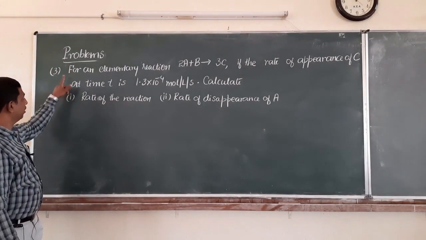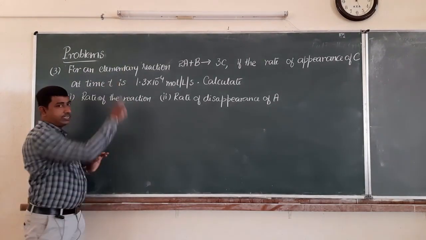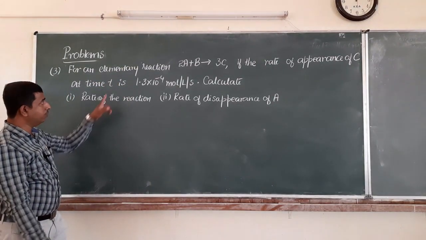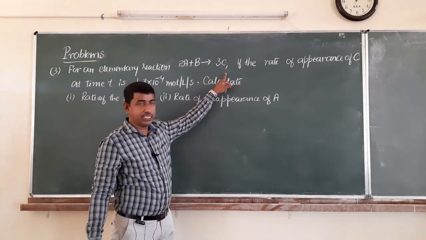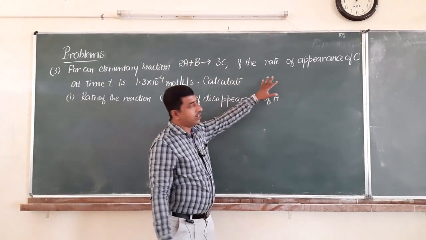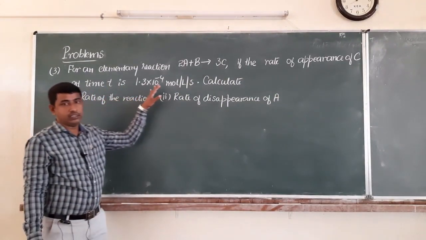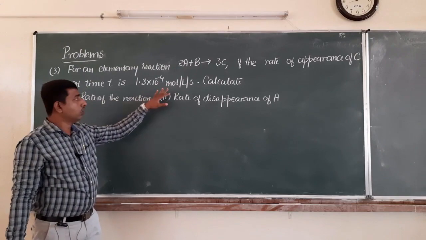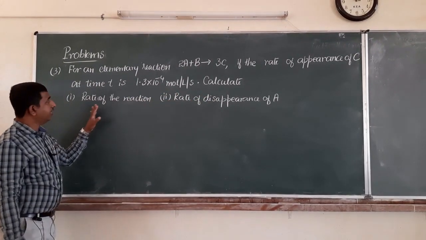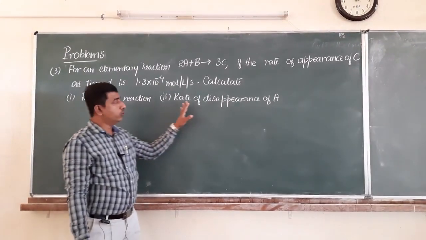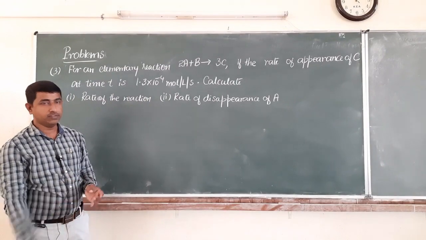Third problem. For an elementary reaction, elementary means a reaction taking place only in one step. Elementary reaction, 2A plus B giving 3C. If the rate of appearance of C at a time t is 1.3 into 10 to the power minus 4 mole per liter per second, calculate the rate of the reaction and also the rate of disappearance of A.